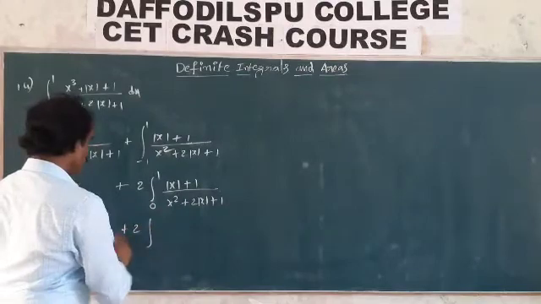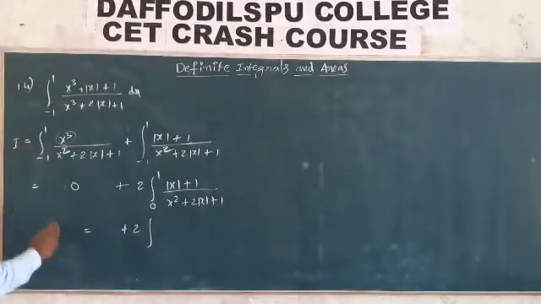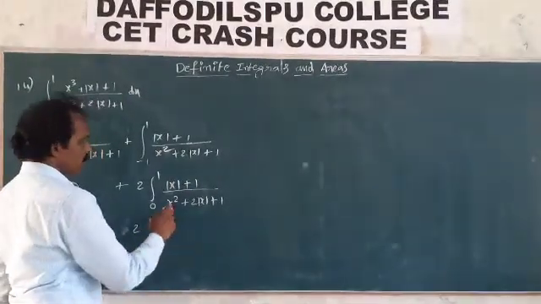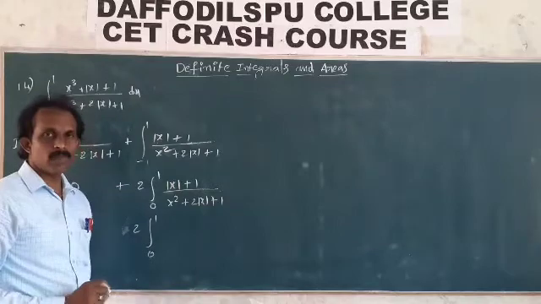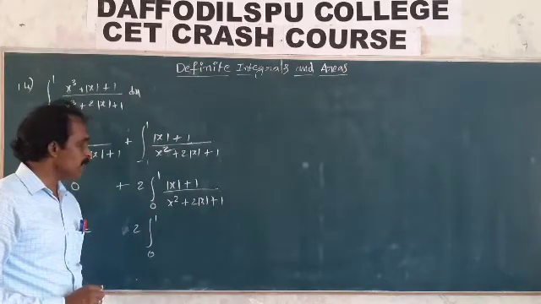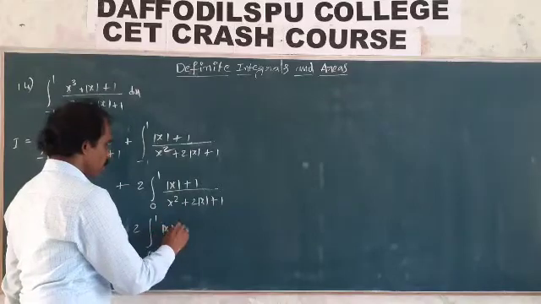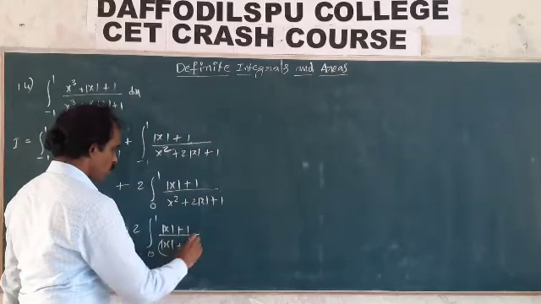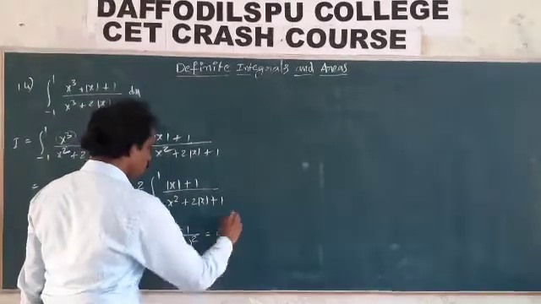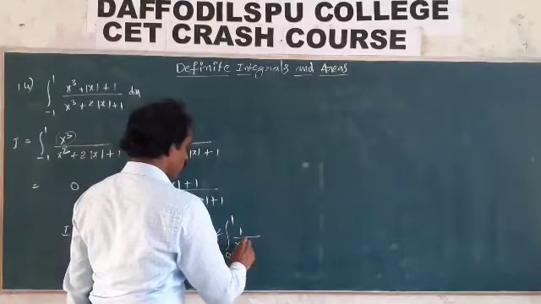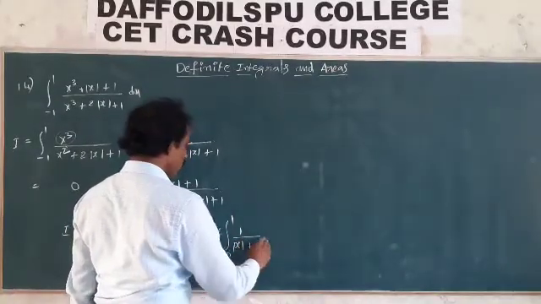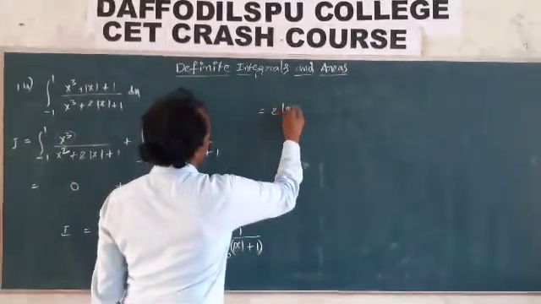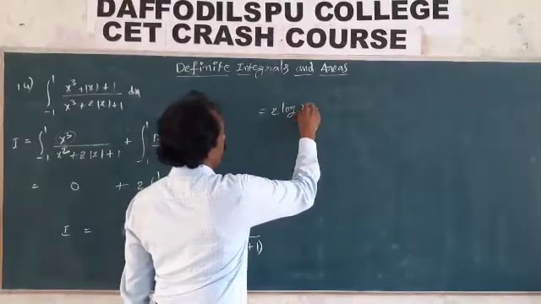So let this value be I, equal to the integral from 0 to 1 of x square plus 2x plus 1, that is a plus b whole square, so that implies mod x plus 1 by (mod x plus 1) whole square. This is equal to 2 times the integral from 0 to 1 of 1 by mod x plus 1. Clear? Okay. What is this value?